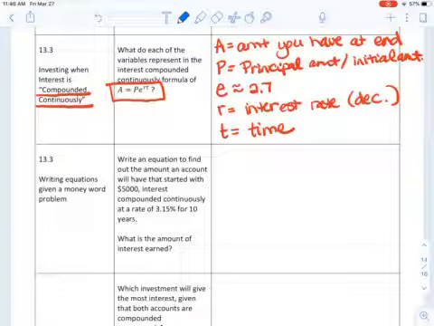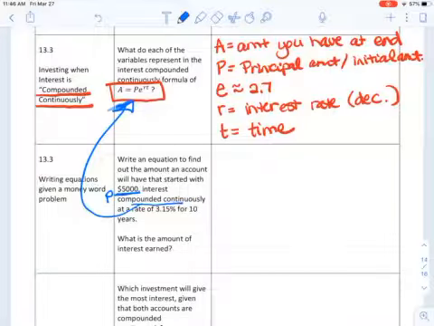Okay, so we've got some word problems with this. Why? Because money is a real world thing. So write an equation to find out the amount an account will have that started with $5,000. So there's our principal. Interest is compounded continuously, and again, that's important because it tells us we can use this formula. I know you only have one formula today, but you're going to get another one in our next section. So it's going to be important that you keep that in mind.